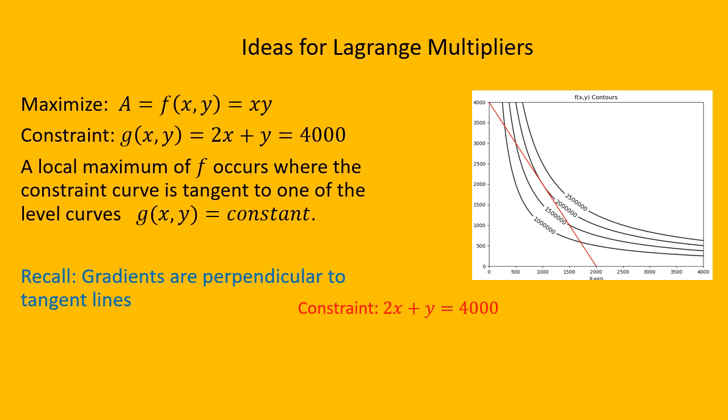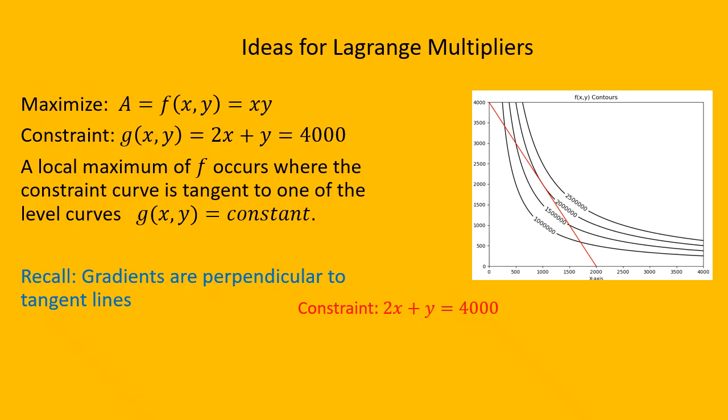A local maximum of f occurs where the constraint curve is tangent to one of the level curves, g of x, y equals a constant. If we look at the plot to the right, we notice that the constraint curve, which is that red line, seems to have a point of tangency with the contour curve where the area equals 2 million. And that's about as big an area in square yards as we can get.